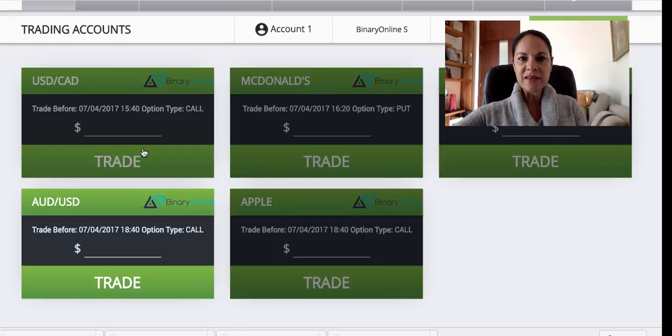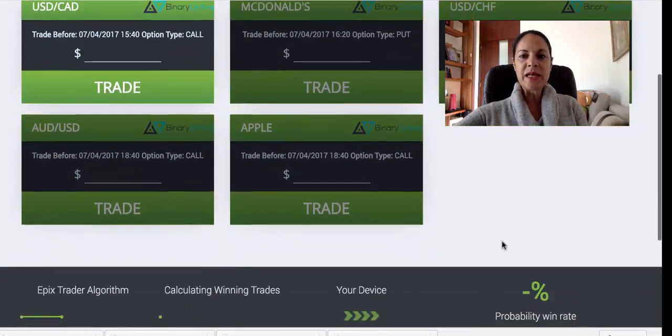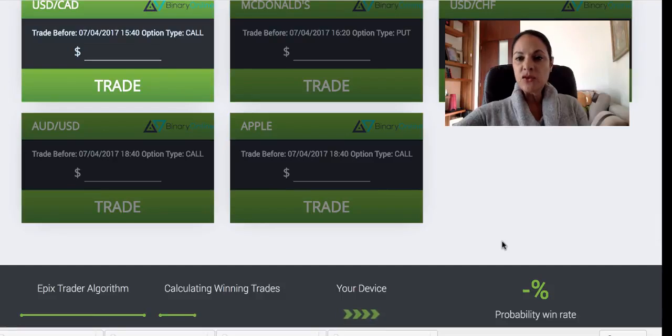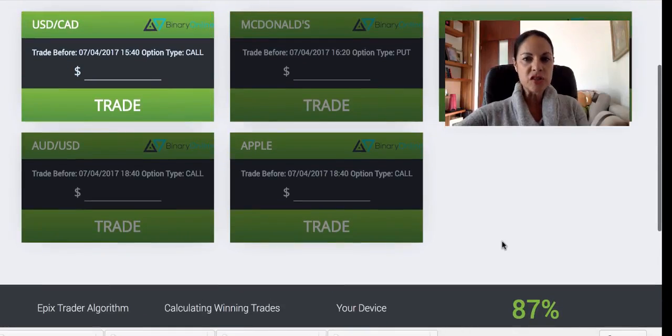There's a new signal. This time we have US dollar versus Canadian. Let's have a quick look at our probability win rate. And the probability win rate is at 87%. So we take our trade here at $50 and we execute the trade.